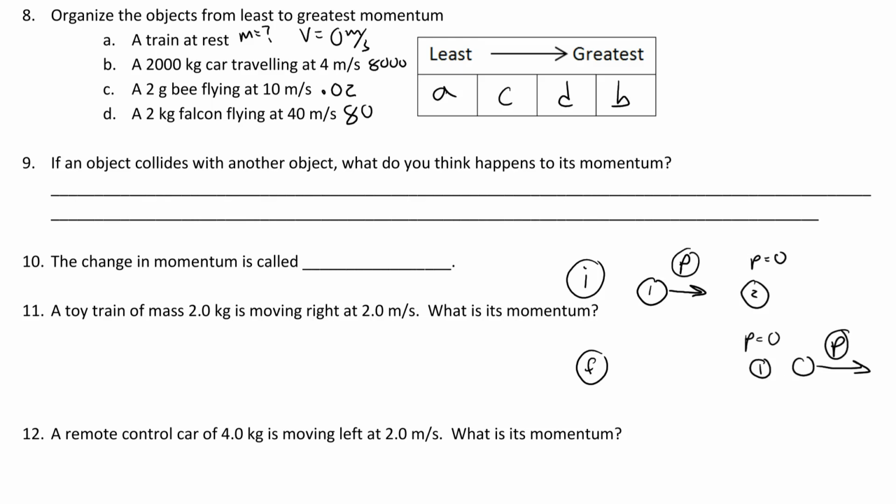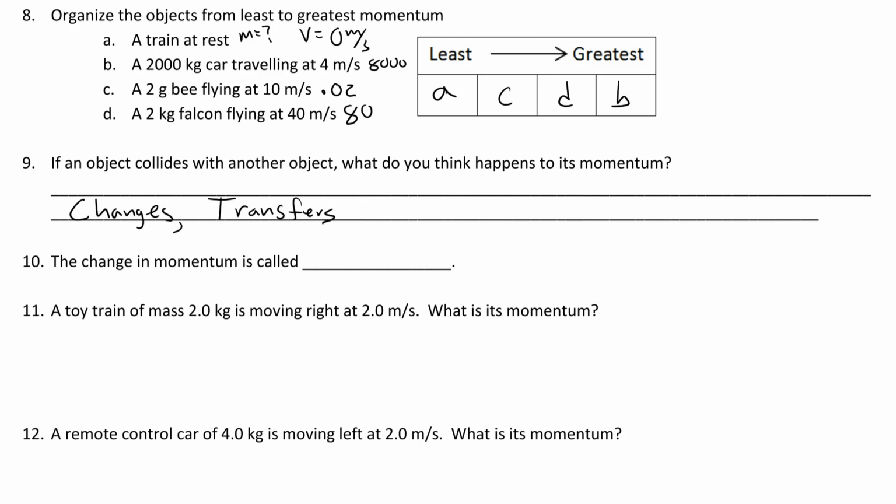Anyway, what you could say is, if an object collides with another object, what do you think happens to its momentum? Maybe you could say its momentum changes. Maybe you could say it transfers. Hopefully you spell it right, though, with just one R. Yeah, so momentum transfers from one object to the other.